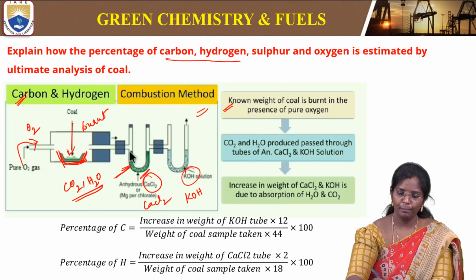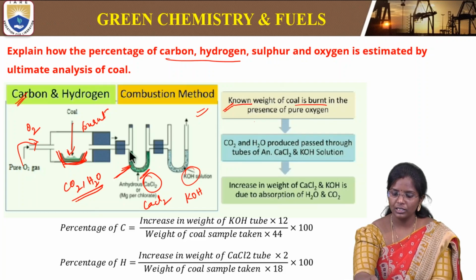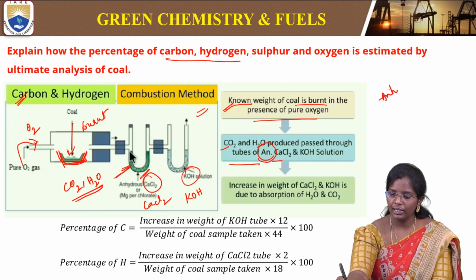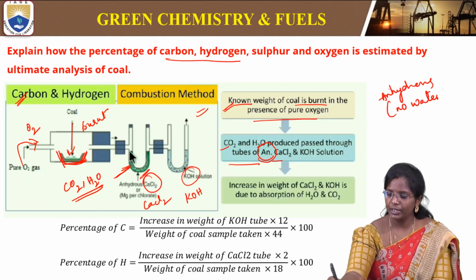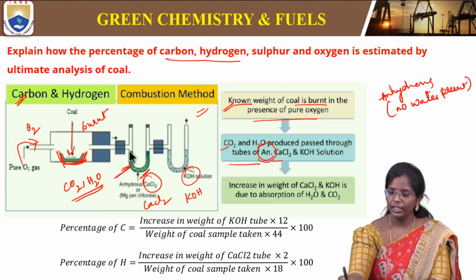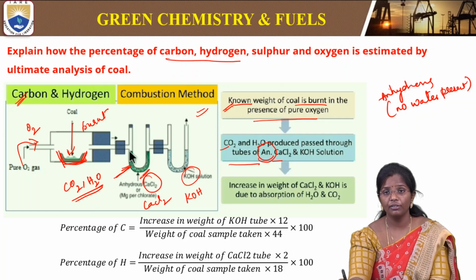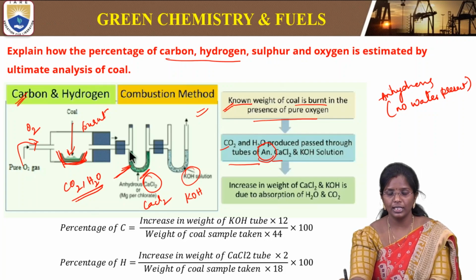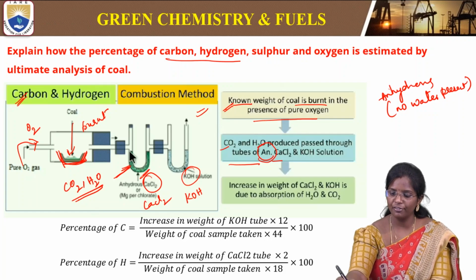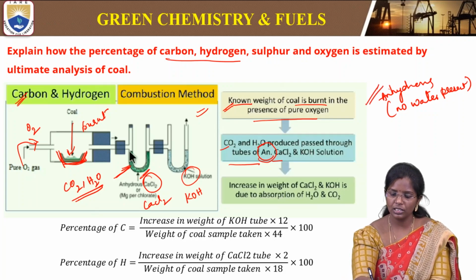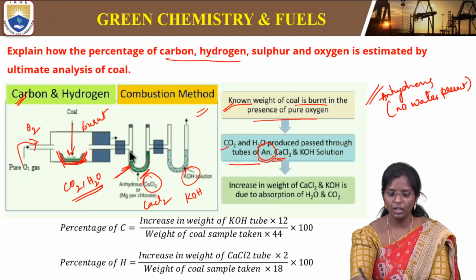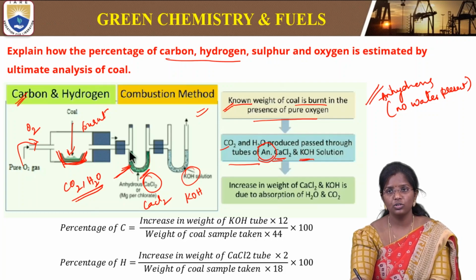If you see the method, a known weight of coal is burnt in the presence of pure oxygen. The carbon dioxide and water produced are passed through tubes of calcium chloride and KOH. Anhydrous calcium chloride means no water is present. If water is already present, and we use a hydrated salt, what happens? There will be an erroneous result because water content is already present. So we have to use only anhydrous salt. Anhydrous calcium chloride must be taken in a bent tube, and KOH solution is also taken.